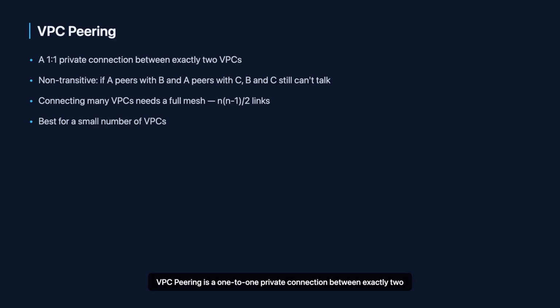VPC peering is a one-to-one private connection between exactly two VPCs, and traffic between them stays on the Amazon Web Services network. But here's the property that trips people up. Peering is non-transitive. If VPC A peers with B, and A also peers with C, that does not let B and C talk to each other through A. Each pair needs its own direct connection. So as you add more VPCs, you need a full mesh of links, and the count grows fast. Peering is the right tool when you have a small number of VPCs.